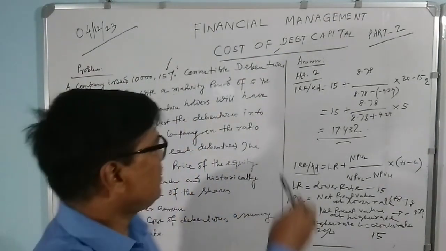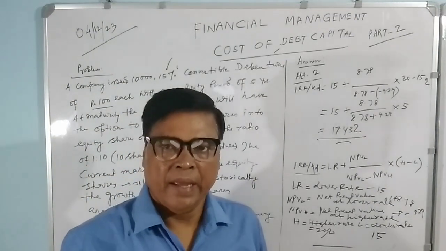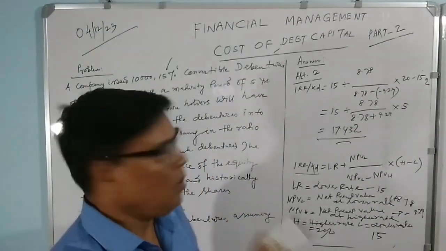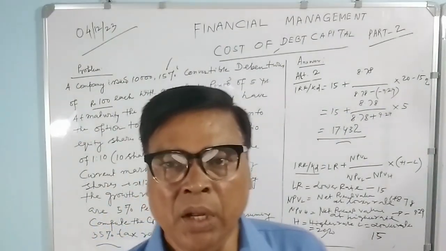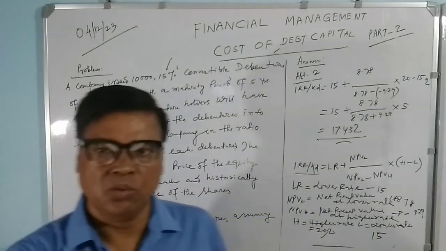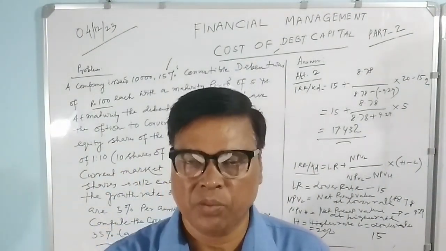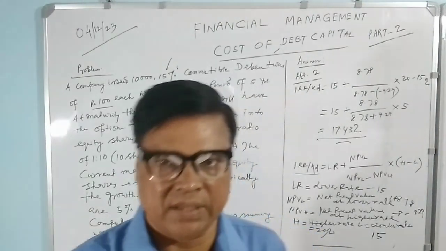Under cost of capital, another 2 lectures will come. One is for preference share cost of capital, another is equity share capital, and retained earnings also. Retained earnings is part of cost of equity capital, and those will be separate portions that we will be discussing.